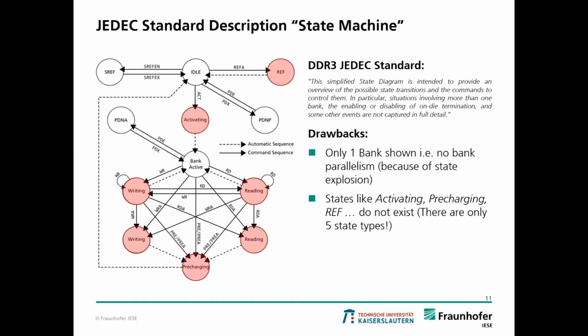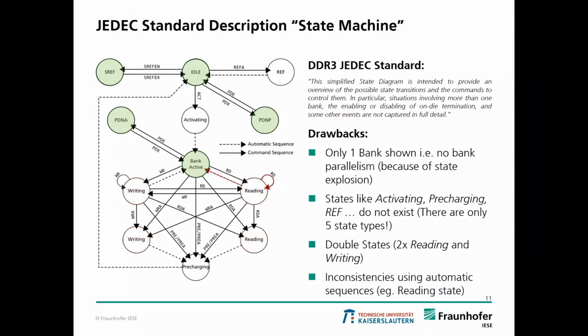There are states like activating, pre-charging, and so on and so forth. They do not really exist. These are transitions, but not really states. So in DRAMs, we have just only 5 states, basically. Self-refresh, idle, power down, and a power down pre-charge, power down active, and bank active. And then we have some double states, which is also interesting. And we have also some inconsistencies related to the transitions of these states, basically.